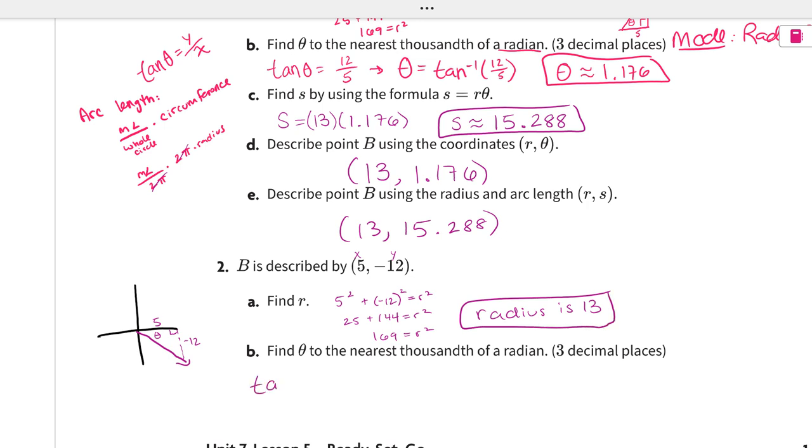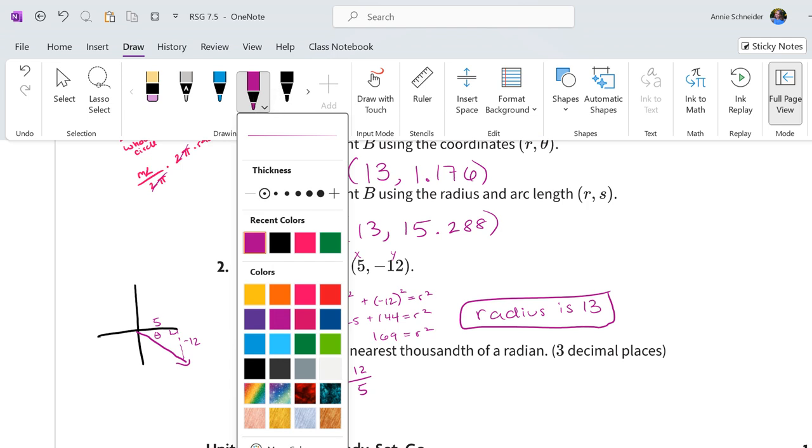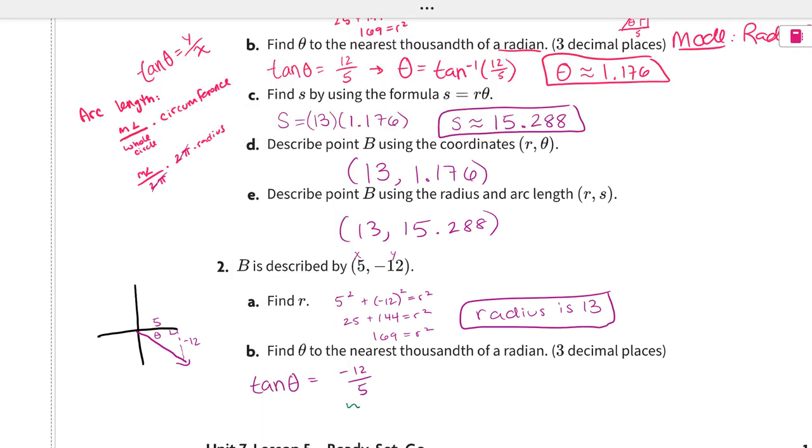So I'll use tangent again. Tan of theta equals negative 12 over 5. There's one problem with this. Our calculator doesn't know the difference between negative 12 over 5 and 12 over negative 5. So sometimes it's going to accidentally give us negative 5, 12, that angle right there.